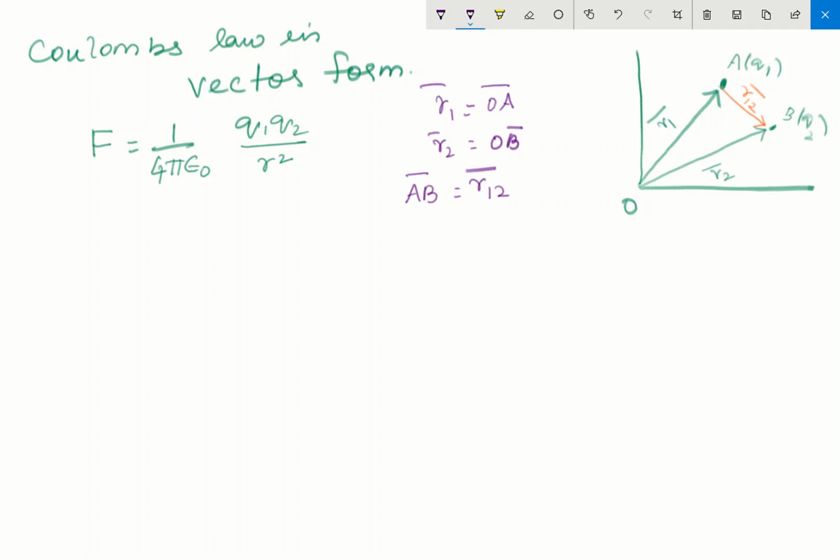What can I do? Use vector addition, that is the triangular law of vectors. If two vectors are represented both in magnitude and direction by the adjacent sides of a triangle taken in order, then their resultant is represented by the third side of the triangle in opposite order. R1 and R12 are in order, and R2 is in opposite order. Therefore R1 plus R12 is equal to R2. This is not new to you; we saw everything in Newton's law of gravitation. Therefore R12 is equal to R2 minus R1.